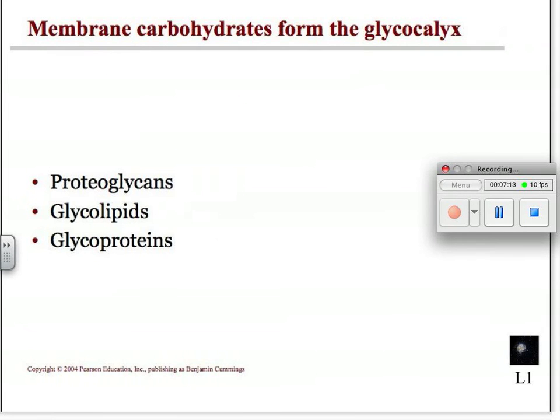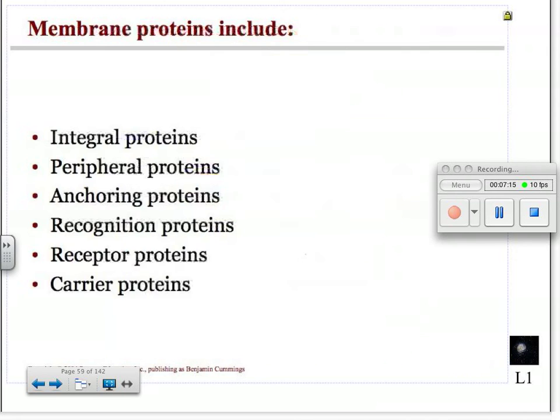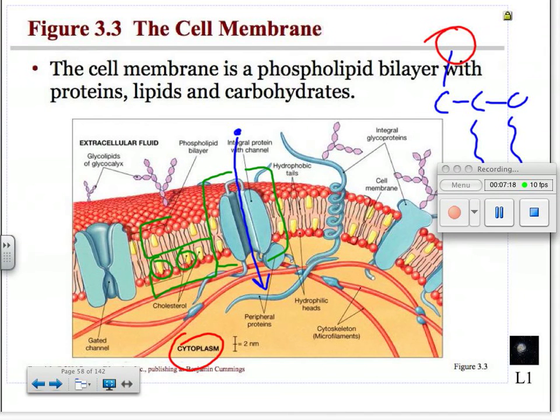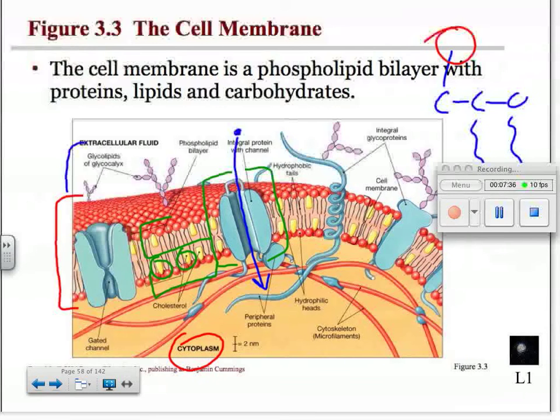Okay, so what does that mean in our picture? The glycocalyx would be this area right on the outside where these carbohydrates are. Does that make sense? So in red I'm going to outline the cell membrane, and the glycocalyx is just this area outside of the cell membrane that encompasses all of those carbohydrates. It's on the outside, yeah. Okay, so that's what the glycocalyx is.